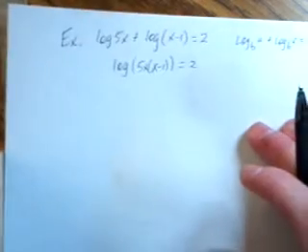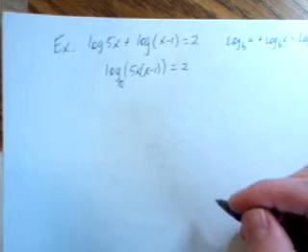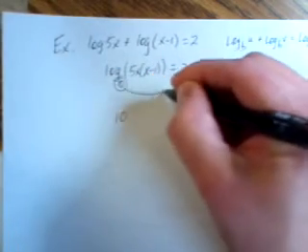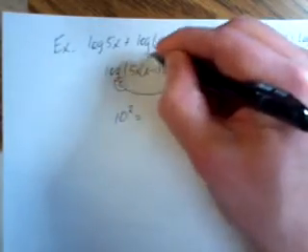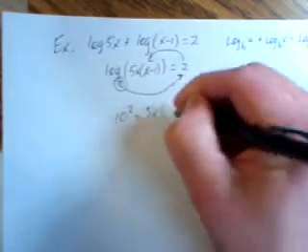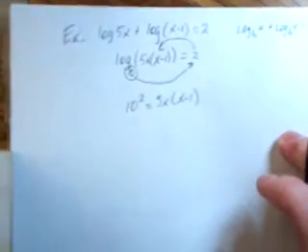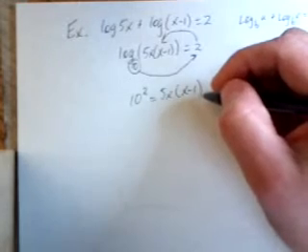Okay? Now, starting with the base of the log, we can rewrite this in exponential form. So starting with 10, I can raise it to the opposite side and set it equal to what I'm taking the log of, which is 5x times x minus 1. You're going to quickly realize that this equation changes into a quadratic equation.